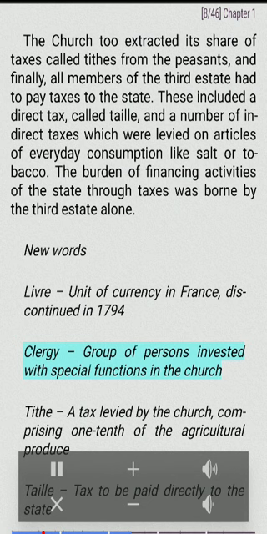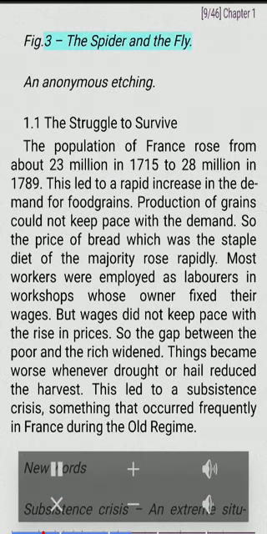New words. Livre, unit of currency in France, discontinued in 1794. Clergy, group of persons invested with special functions in the church. Tithe, a tax levied by the church comprising 1/10 of the agricultural produce. Taille, tax to be paid directly to the state. Fig. 3. The Spider and the Fly. An anonymous etching. 1. The struggle to survive.